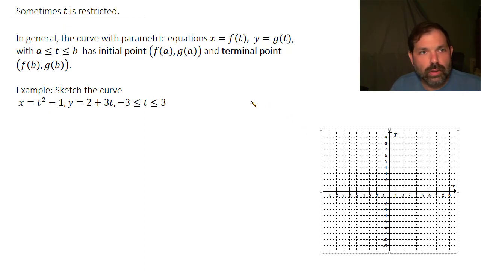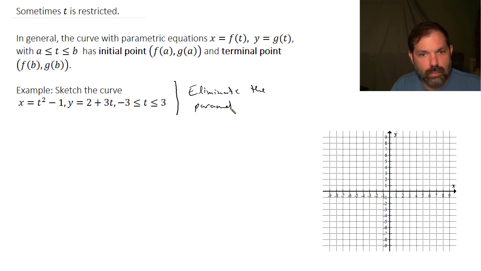So I'd like for you to try this one out. What I want you to do is sketch this curve. So notice I've added a little bit to it so that I have the curve x equals t squared minus 1, y equals 2 plus 3t. But now I've added a specific interval for t. And I also want you to do one other thing. I want you to eliminate the parameter. Alright, so now would be a good time to pause. Try this one out on your own.